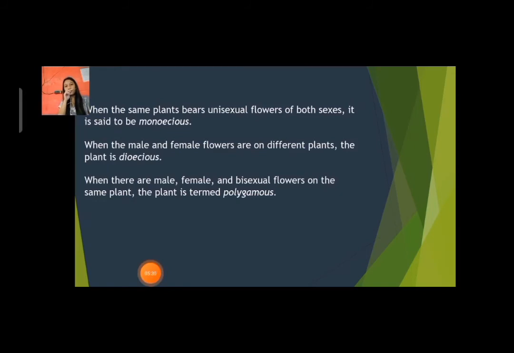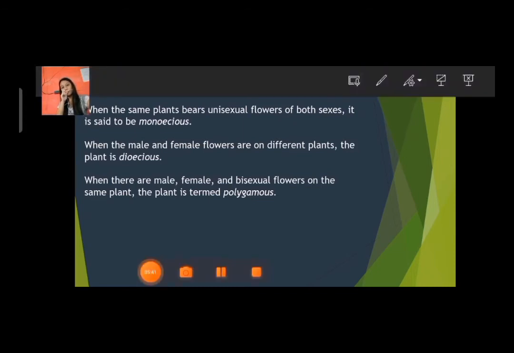The flowers themselves may be unisexual or hermaphroditic, and they may be produced at the same or different times. When the male and female flowers are on different plants, the plant is dioecious. Dioecious meaning having male reproductive organs in one individual and female in another.